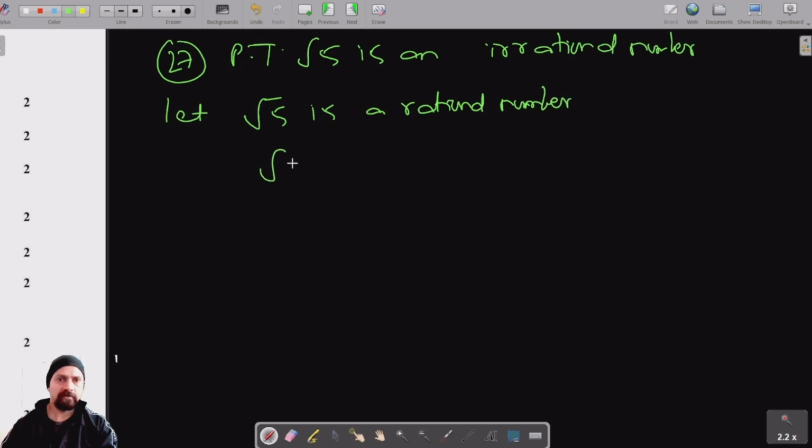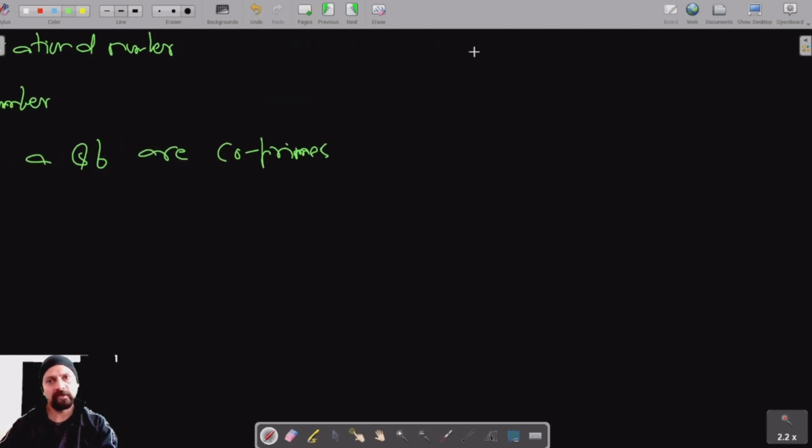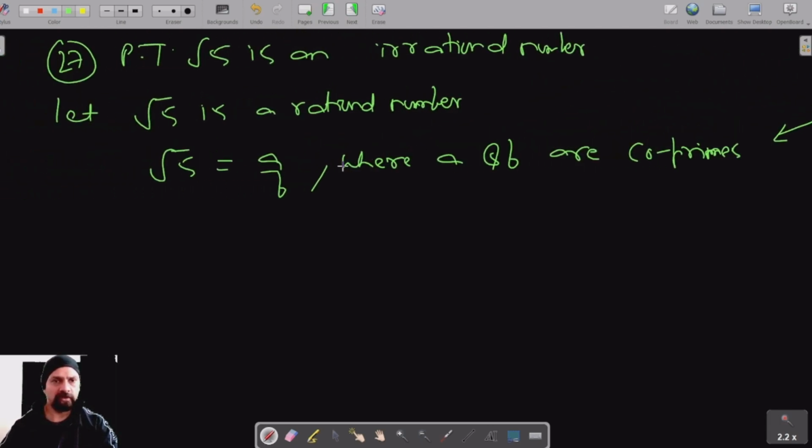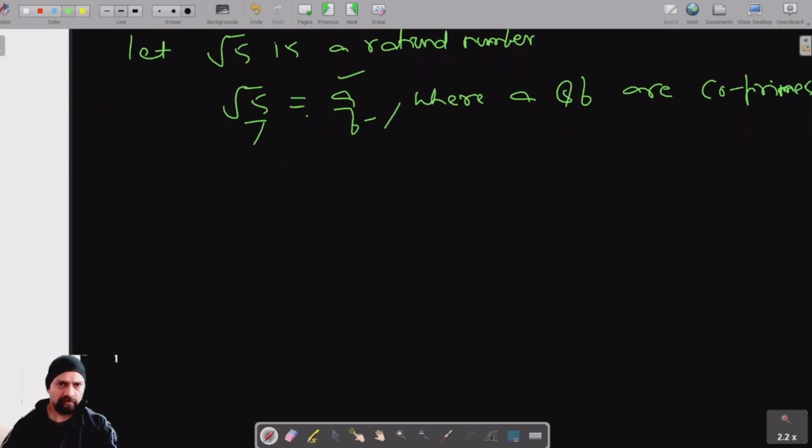rational number. So root 5 is equal to a by b, where a and b are co-primes. Co-primes means that a and b do not have any common factor, like 3 and 5. So a and b are not divisible by any other number except 1. So let's cross multiply this.